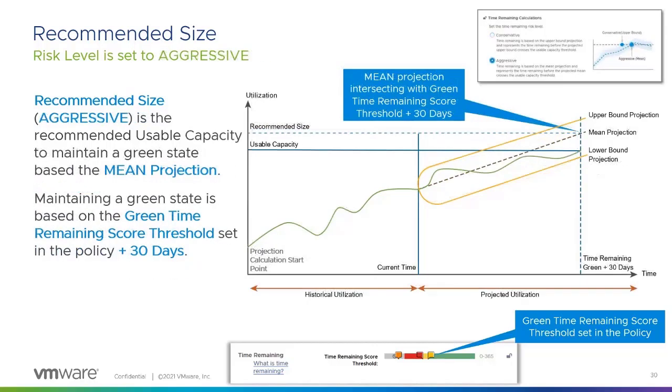So the next one here is the aggressive version. It's just like the other one, except we're looking at the mean. So for the mean, we go out for the time rating score plus 30 days, look at where that intersects with the mean, and that is our recommended size for the virtual machine. Again, that could be above what the usable capacity is for the virtual machine now, or it can be below if the virtual machine is undersized or oversized. So where that happens to fall is important to say whether the virtual machine is oversized or undersized.